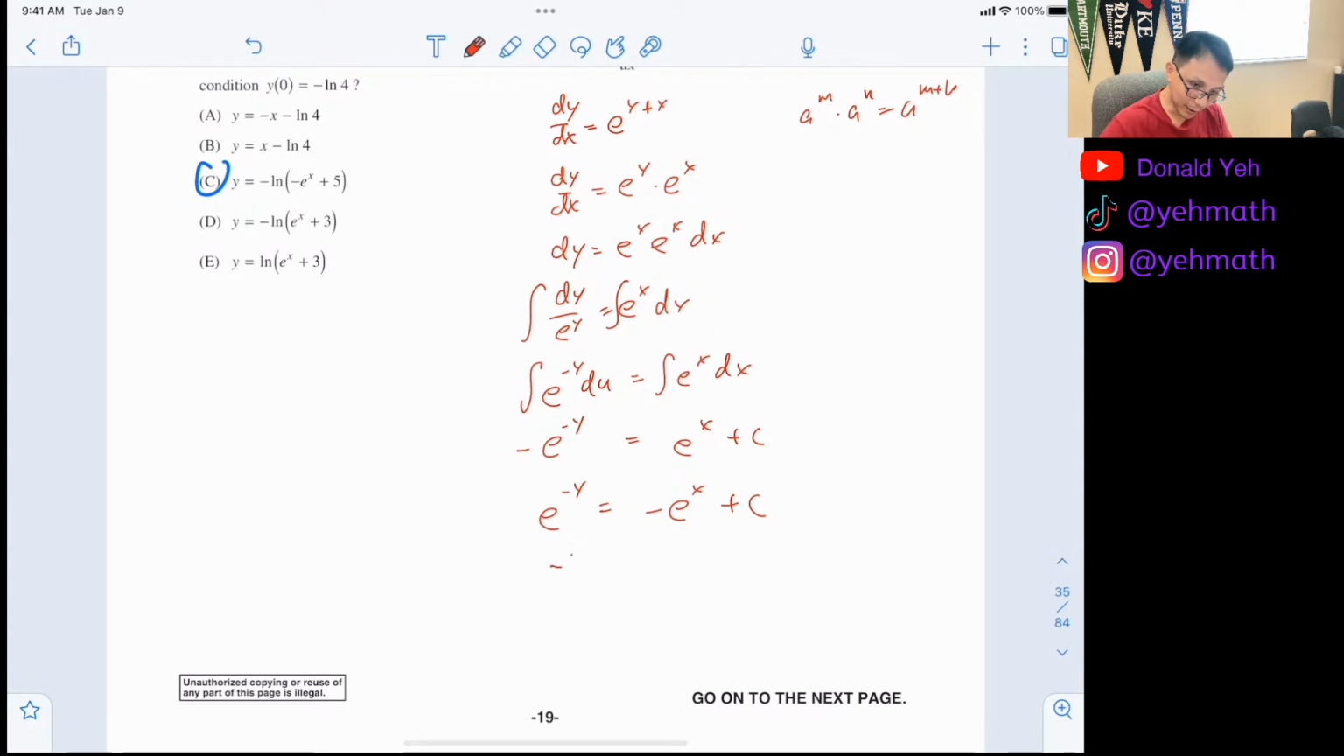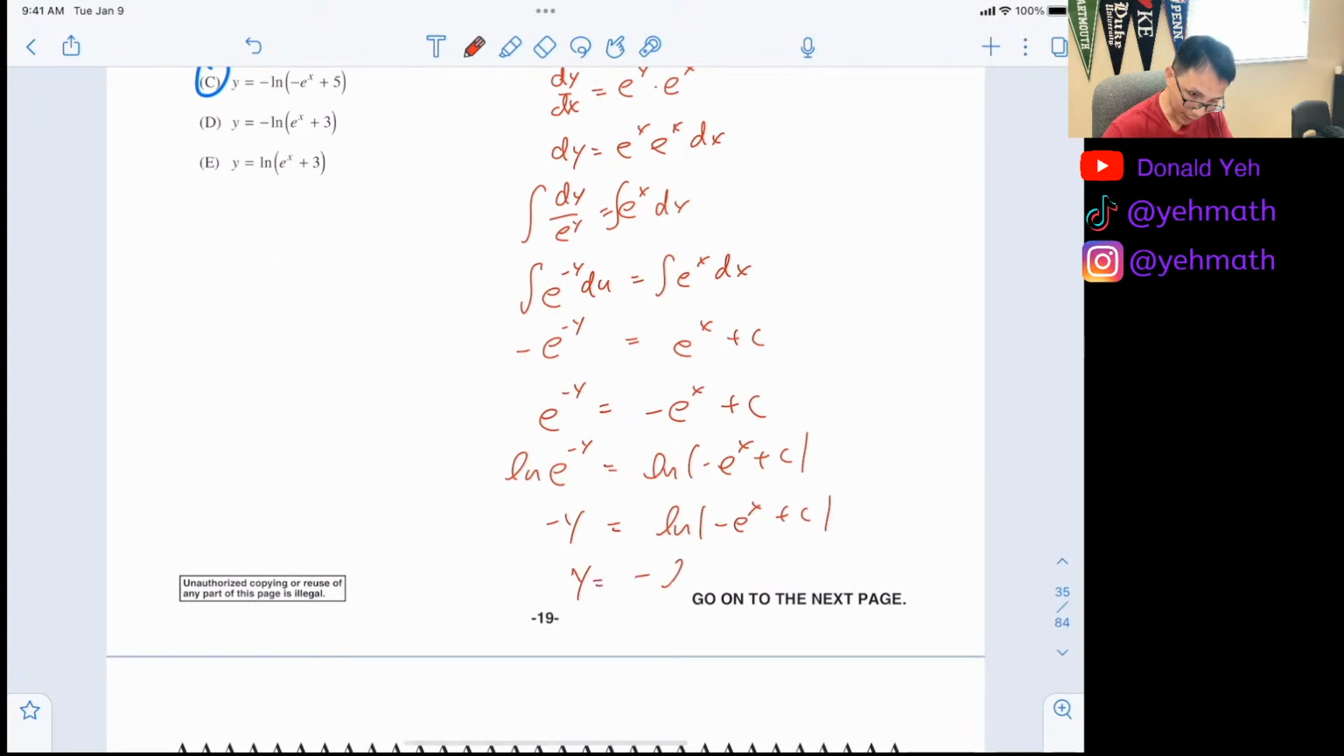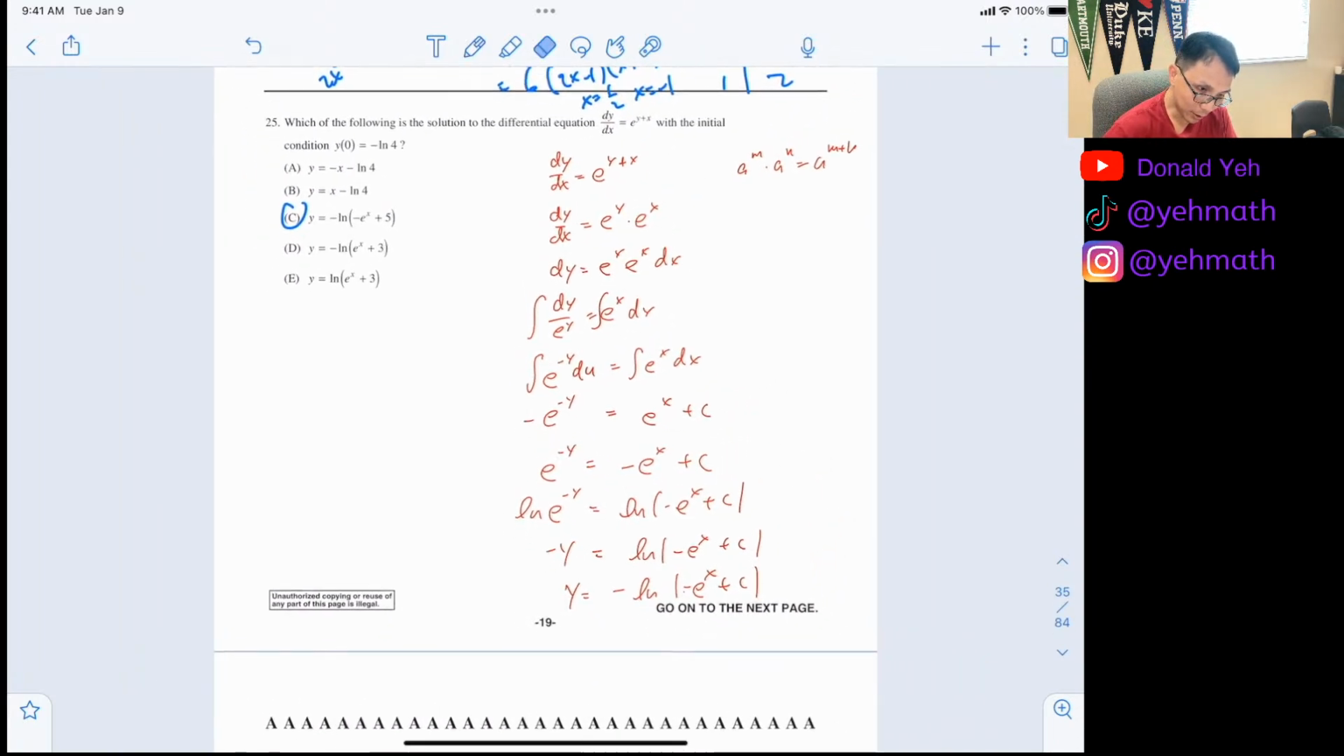I can get negative y. I take natural log of both sides, right? Natural log of e to the negative y equals natural log of negative e to the x plus c. Now you need to know this one as well. Negative y equals natural log of negative e to the x plus c. Now I'm going to put y equals negative natural log of negative e to the x plus c. This is going to earn you like 3 to 4 points there. You just have to find the value of c.